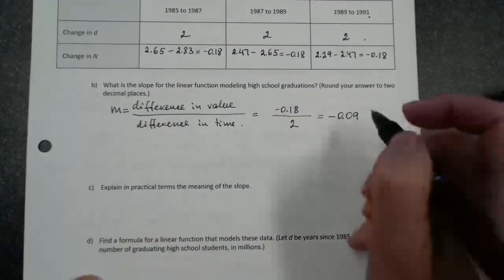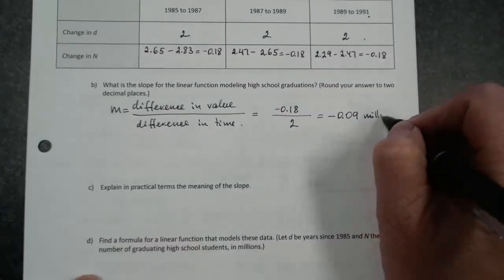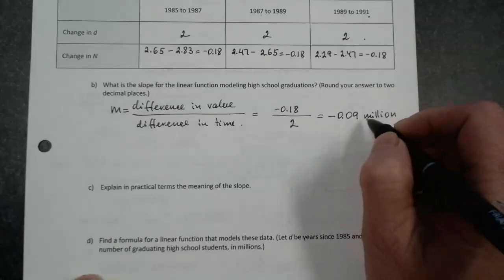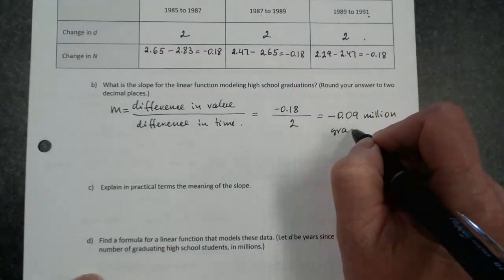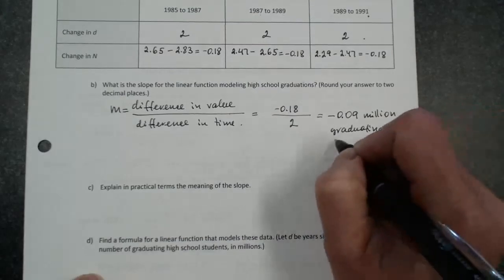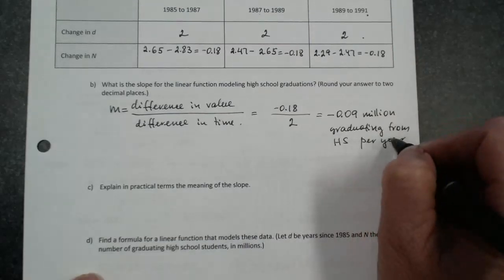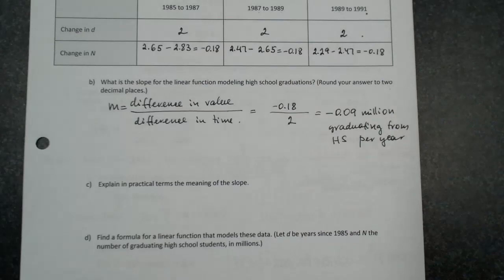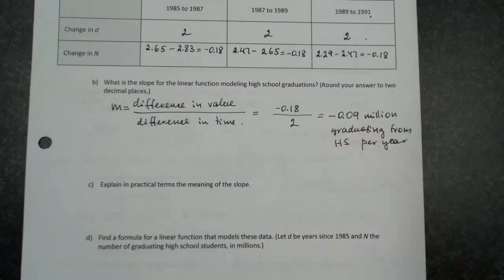Do you see it? And what will be the units? Million. Graduating. Per year. Don't forget to say that it's per year. Because it's negative, is this function increasing or decreasing? Decreasing, because it's negative. Okay.